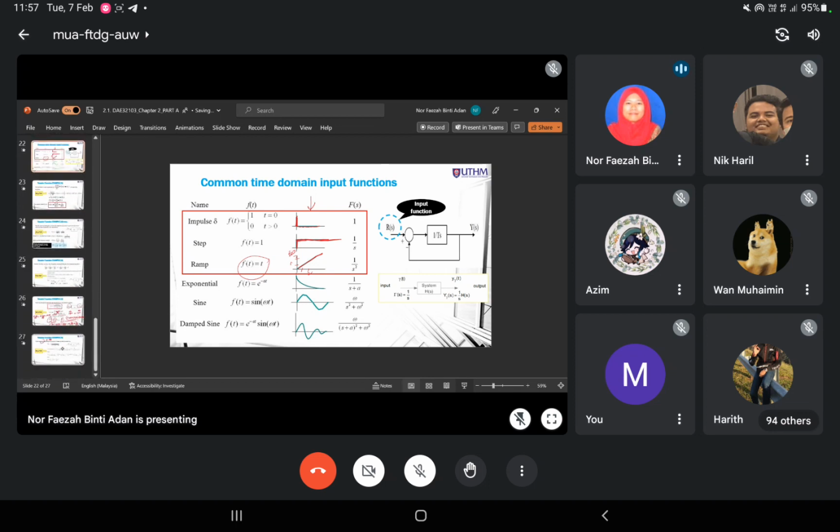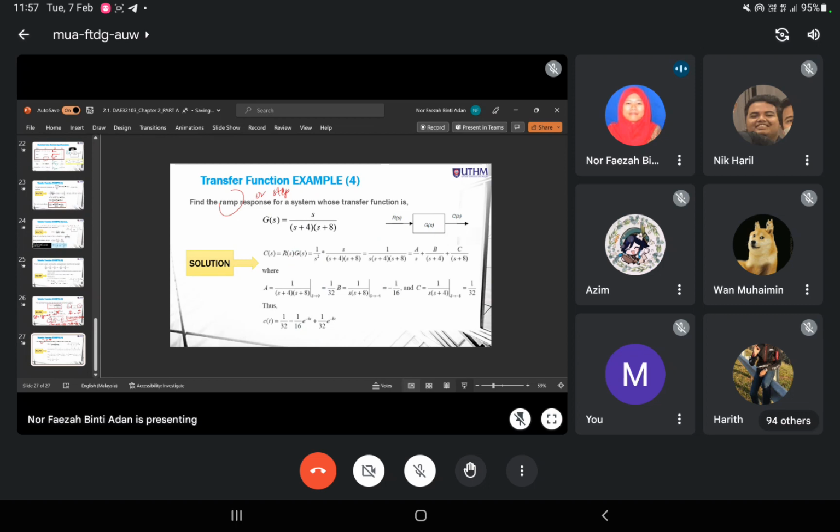Now, going back to the question. Most of the time the question is like this, like what you did in test 1. It will ask you to find the step response or the ramp response for a system whereby the transfer function is given. So you are given a transfer function and you want to find the ramp response, which is CT. Before you can get to CT, what do you have to do? First, you must multiply the input and the transfer function. We know that the equation CS over RS equals GS. So now we want CS.